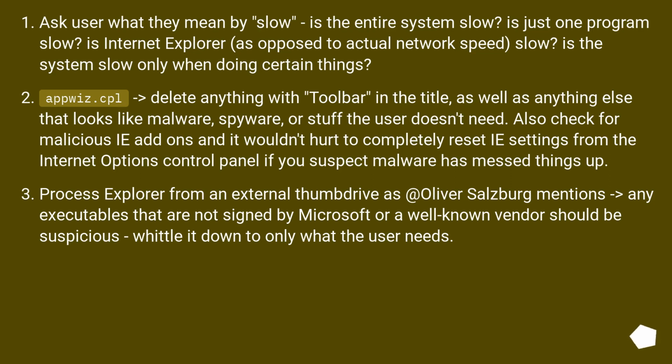Also check for malicious add-ons, and it wouldn't hurt to completely reset settings from the Internet Options control panel if you suspect malware has messed things up. Run Process Explorer from an external thumb drive, as Oliver Salzberg mentions, and any executables that are not signed by Microsoft or a well-known vendor should be suspicious. Whittle it down to only what the user needs.